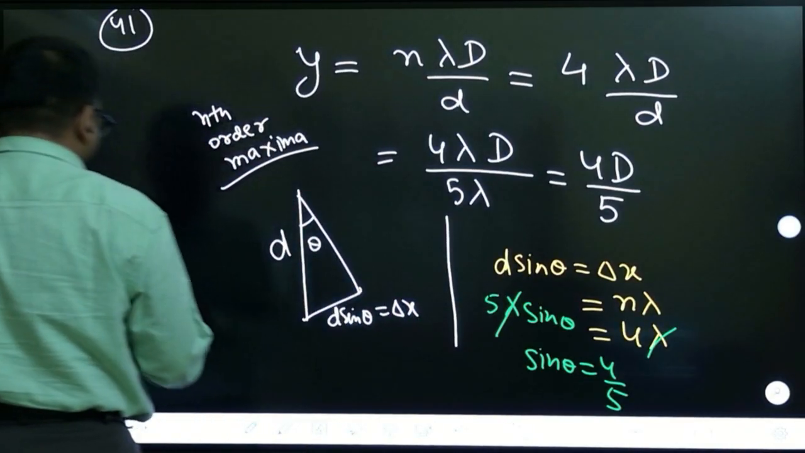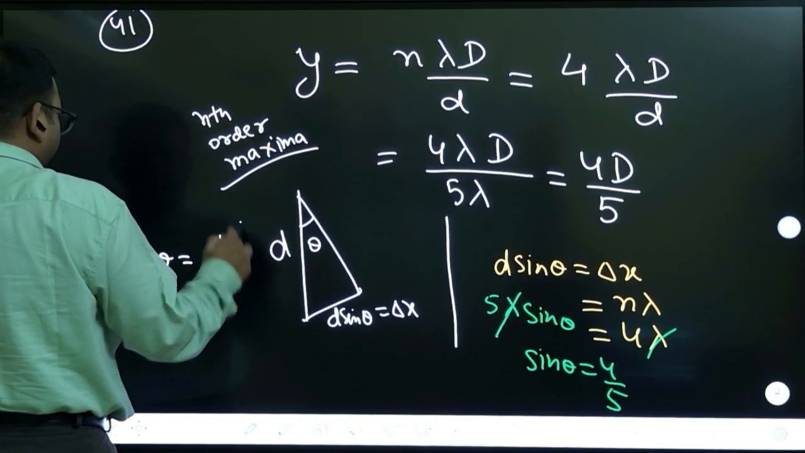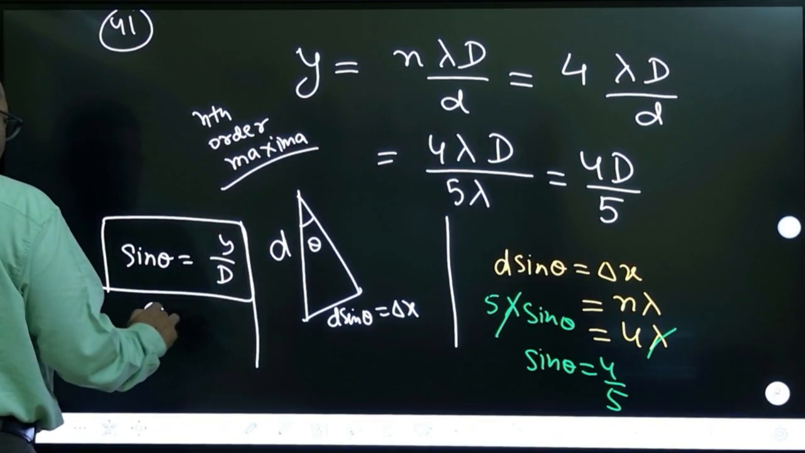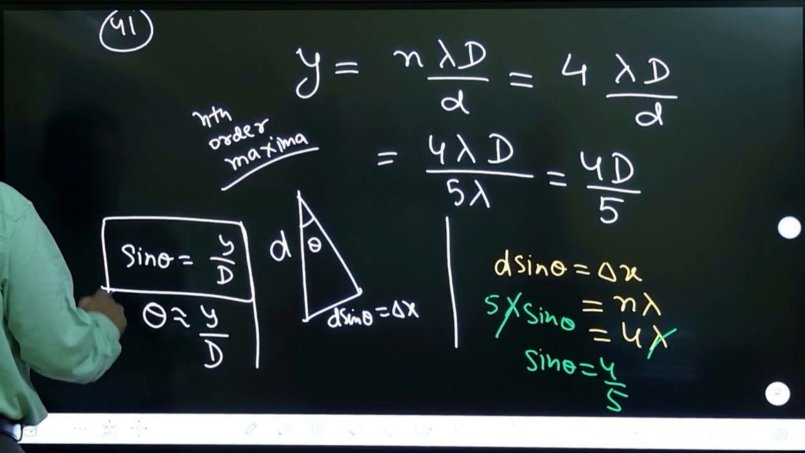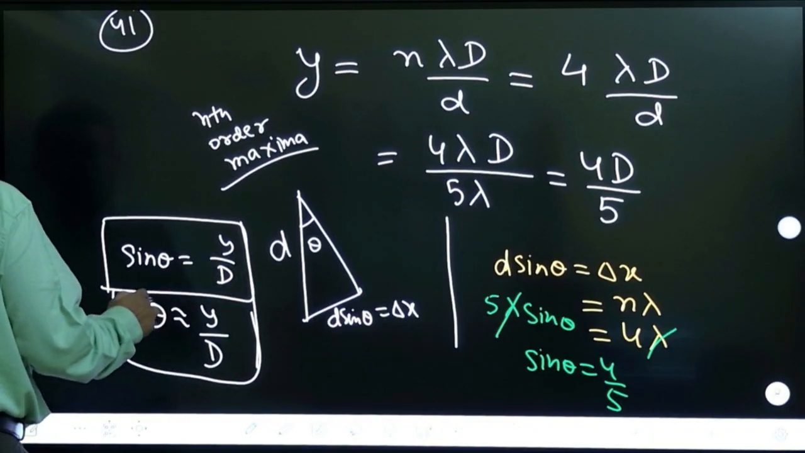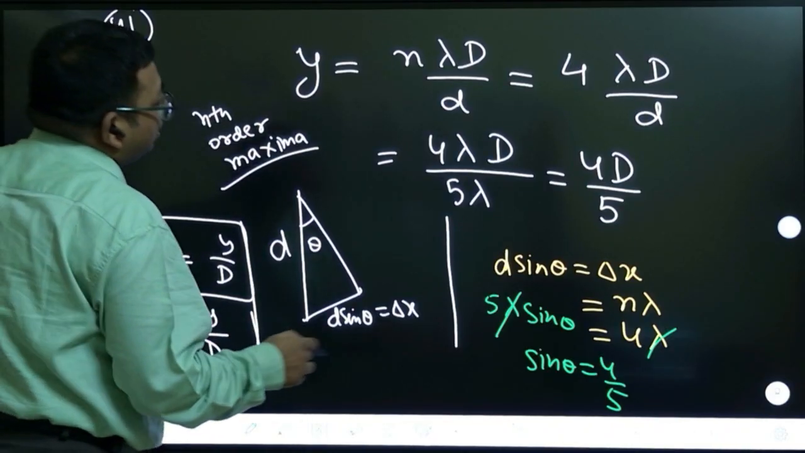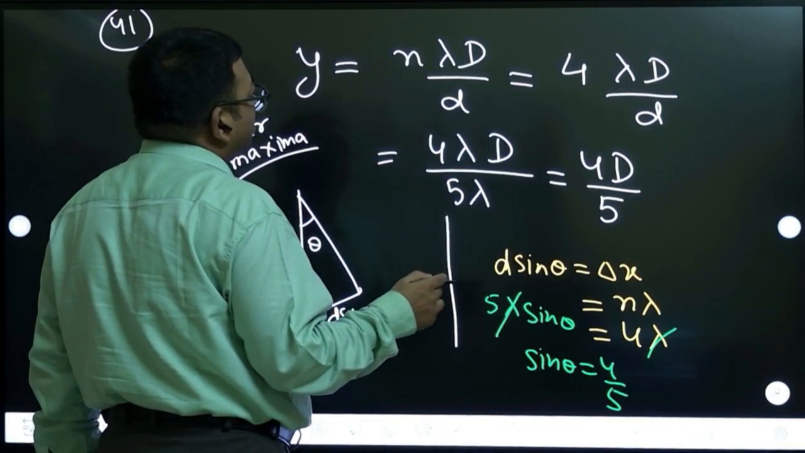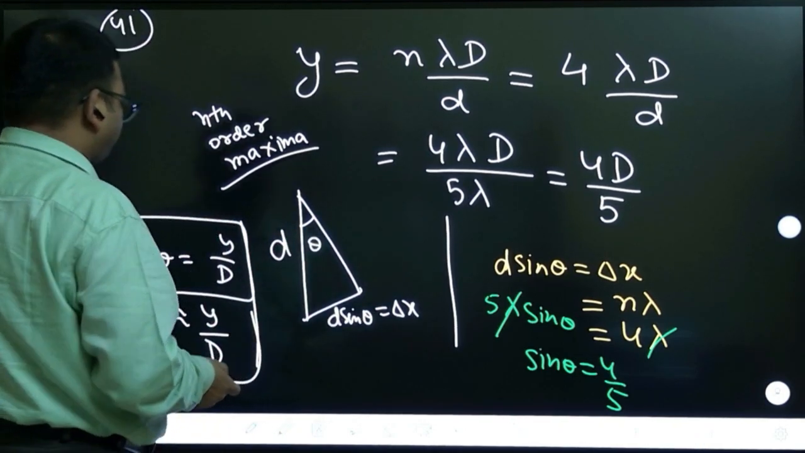When is sin theta taken as theta? sin theta is equal to y by capital D. This is the condition. Only when you take sin theta as theta does the formula come. This works because y is very small, but here y is how much? Y is 4 lambda. We cannot directly use this formula, then that formula will not work.